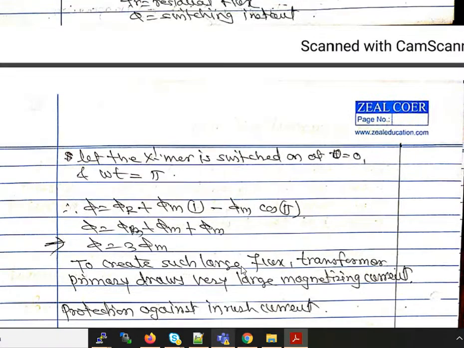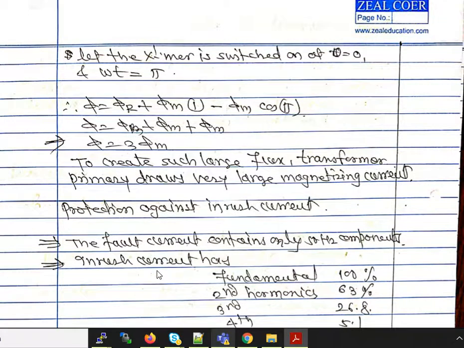Let the transformer be switched on at theta equal to 0 and omega t equal to pi. Therefore, the resultant flux phi equals phi r plus phi m minus phi m cos pi, and therefore the resultant flux is 3 times the maximum flux. Therefore, to create such a large flux, the transformer primary draws very large magnetizing current, and therefore it is necessary to provide the protection against the inrush current.